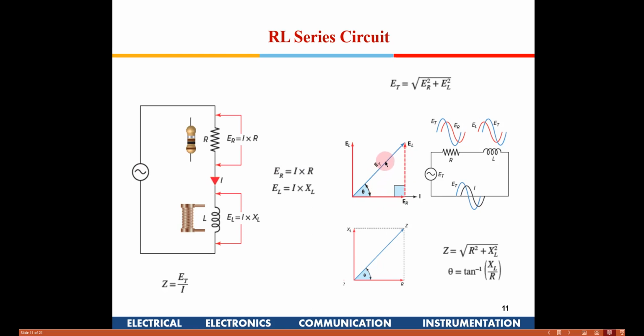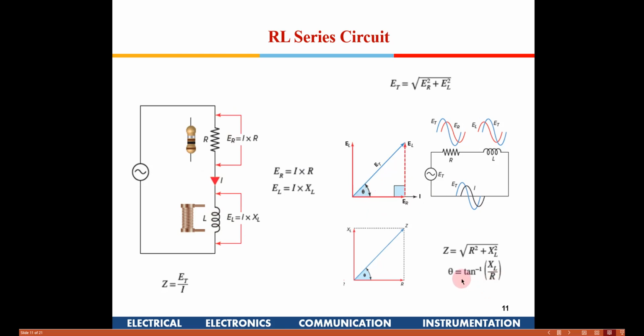Now if you have to find the phase difference between the applied voltage and the current drawn from the source, this will be the angle, right, and the current will lag here because it is inductive in nature. So the current is going to lag here. So this is going to be the current.